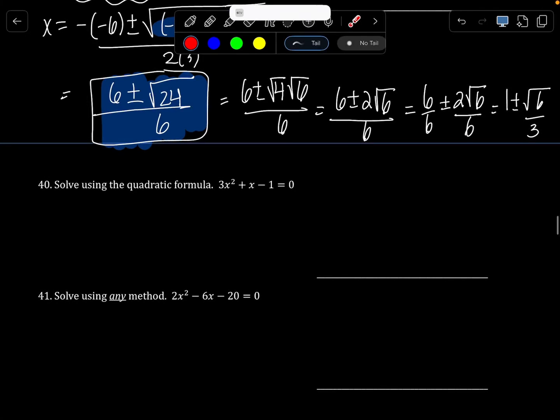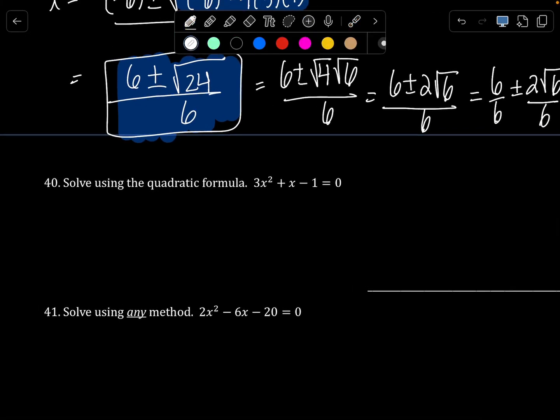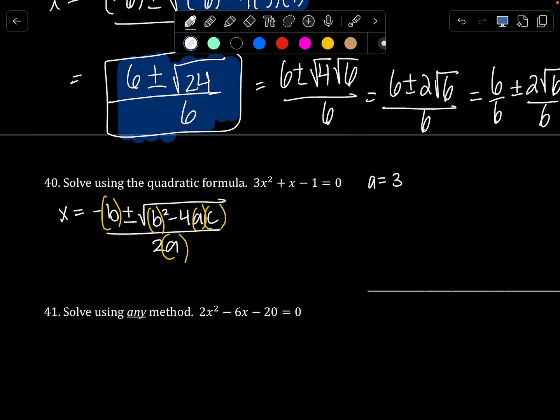Here, solve using the quadratic formula. Write this down. X equals negative b plus or minus the square root of b squared minus 4ac, all over 2a. And you have to label a equals 3, b equals 1, and c equals negative 1. You're going to substitute.